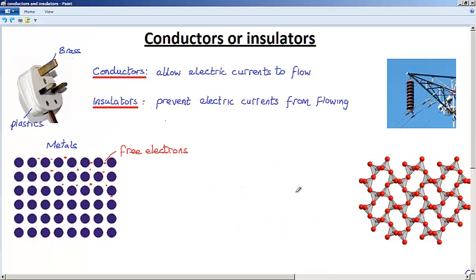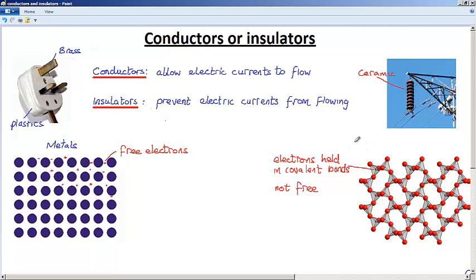Now, what about insulators? For example, such as the ceramic support that's isolating these overhead power cables from the pylon, or the plastics used to manufacture plug housings. Well, these also contain electrons just like metals, but the electrons are held in covalent bonds. They are not free to move throughout the structure. So they are not free to move.